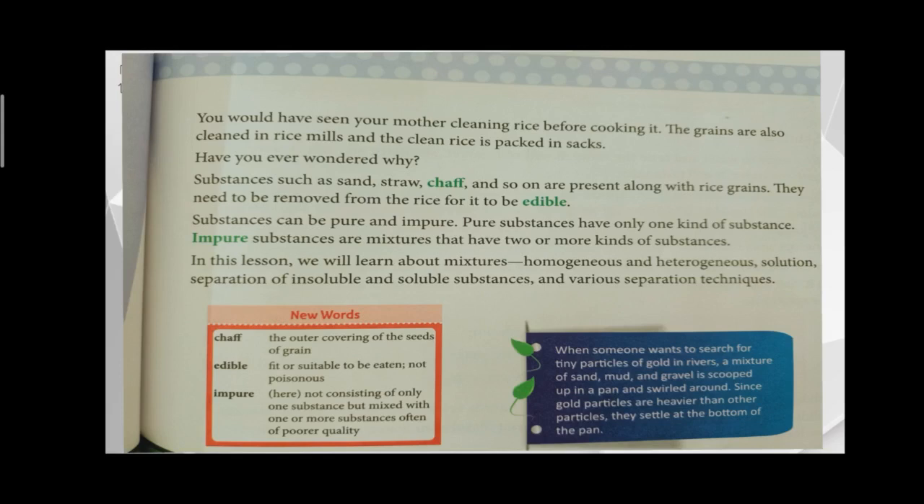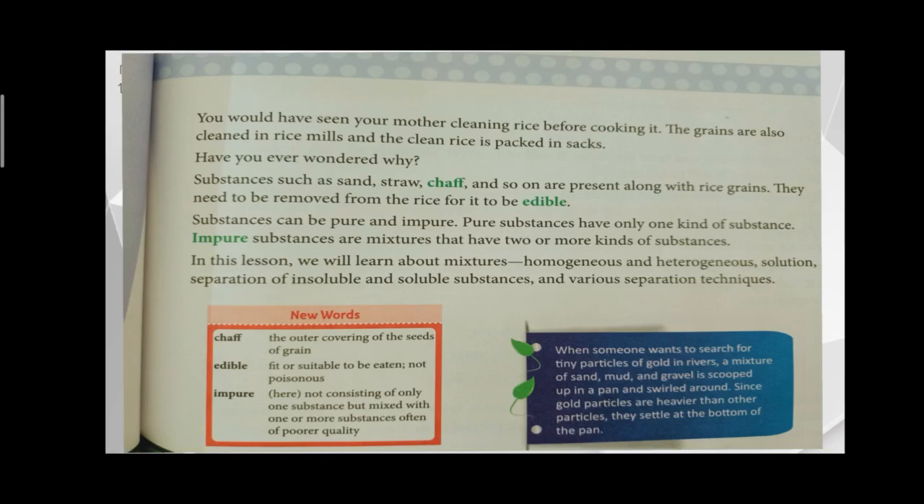So a substance can be pure or impure. We know that some substances are pure, some substances are impure. A pure substance has only one kind of substance, and an impure substance is a mixture of two or more kinds of substances.